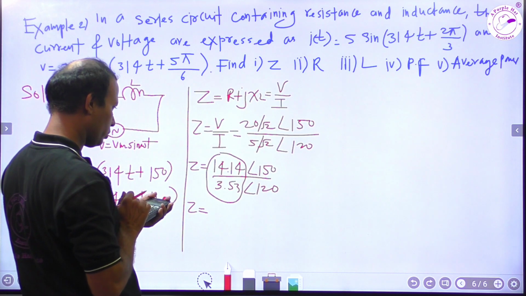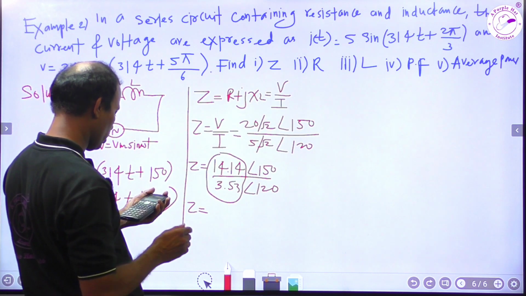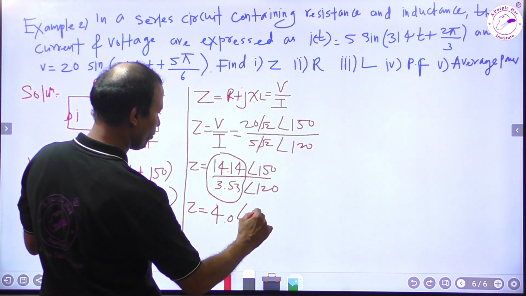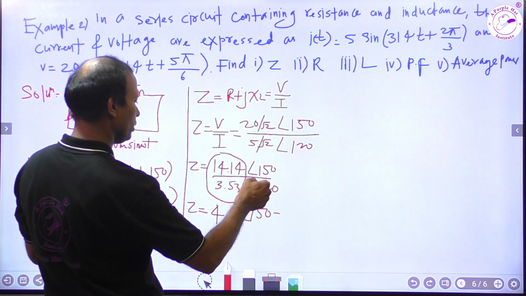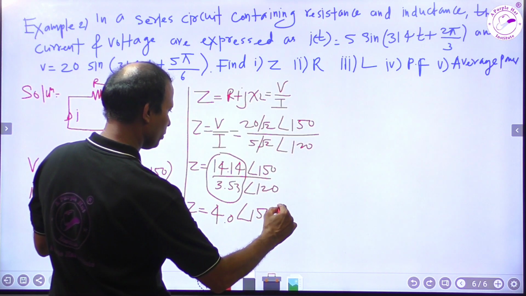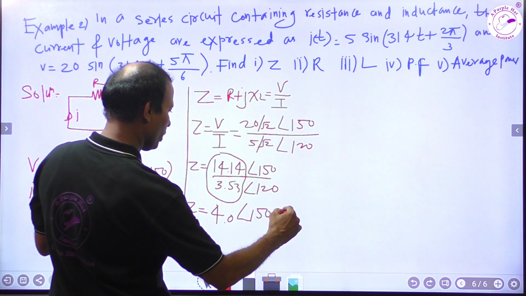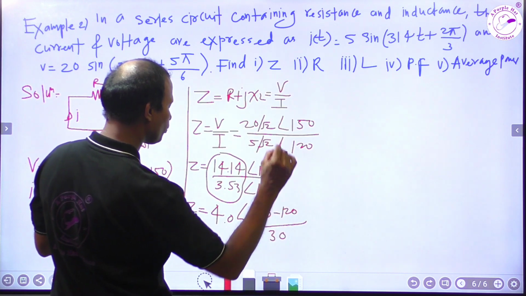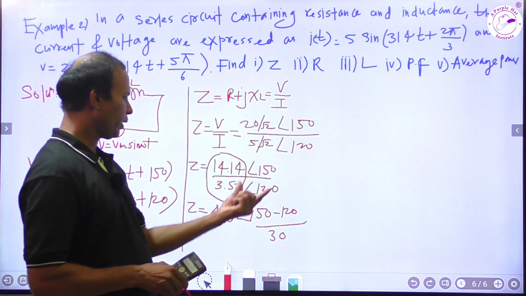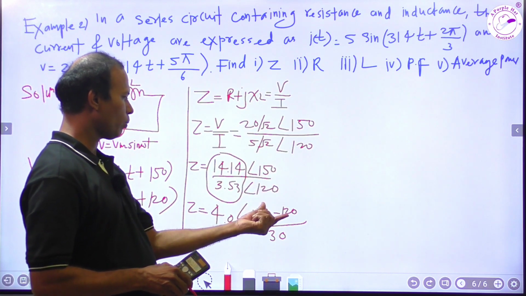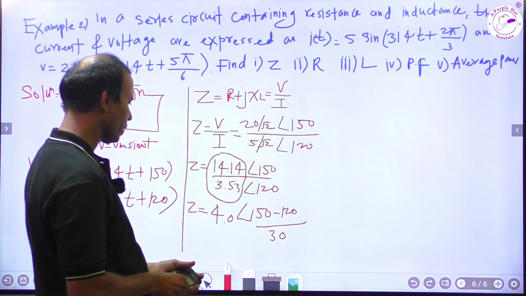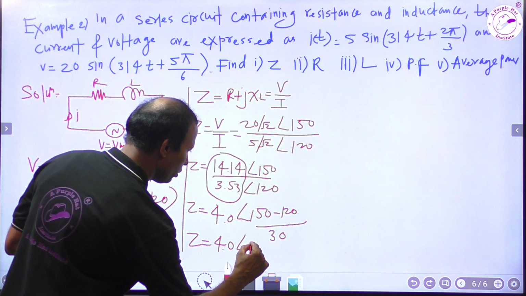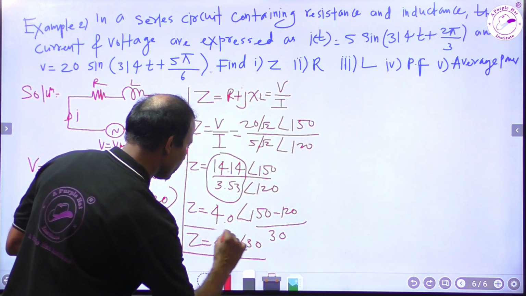14.14 divided by 3.53 equal to, this is 4.0, and angle 150 minus, वर जाऊन मायनस म्हणजेच minus 120, it means 30. ओके 150 हा पोल प्लस आहे, वरती गेल्यावर मायनस सिम्बॉल लागेल. So this difference will be 30. So impedance Z is equal to 4.0 angle 30, positive 30, because circuit is lagging.